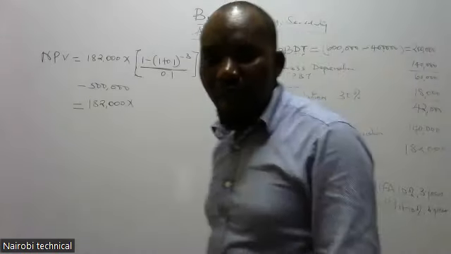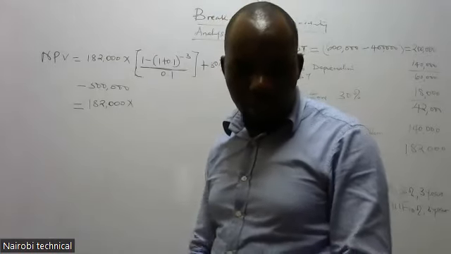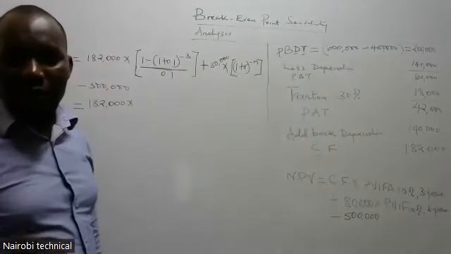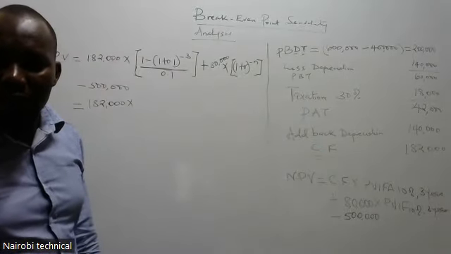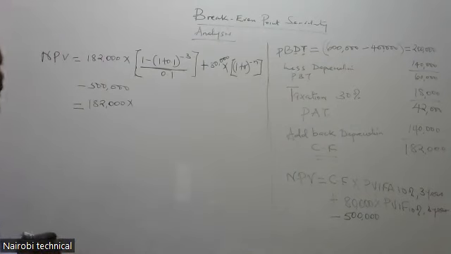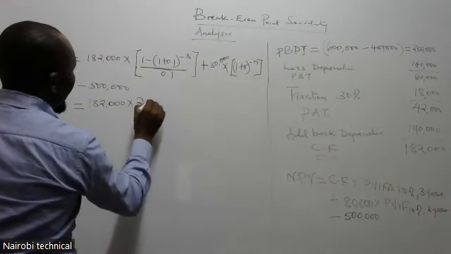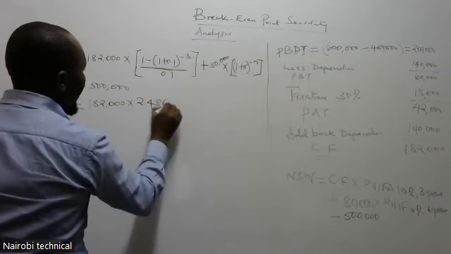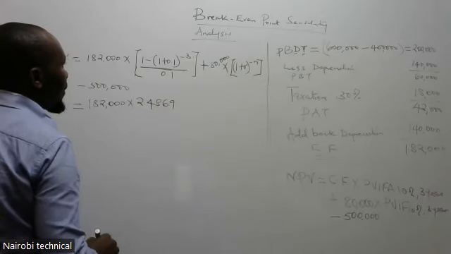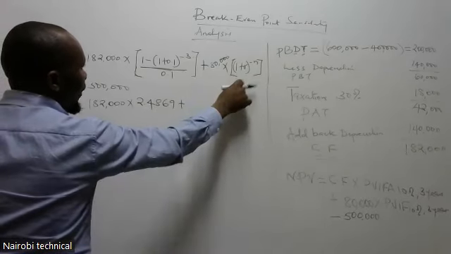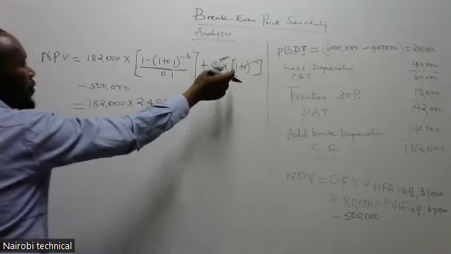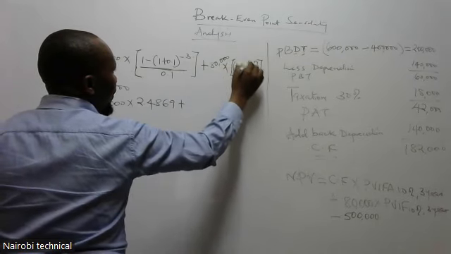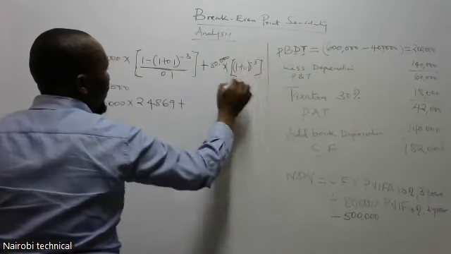It's 2.4868. Somebody to confirm the amount to be sure. It is 2.4869. So we have 2.4869 plus, somebody to calculate this one, replace it with 10 so that we have here 0.1 to the negative 3. What is the value of that?